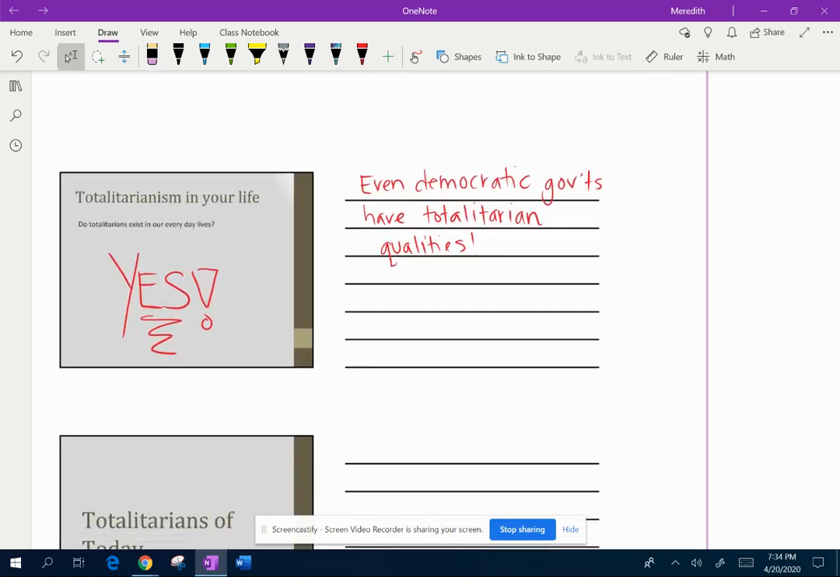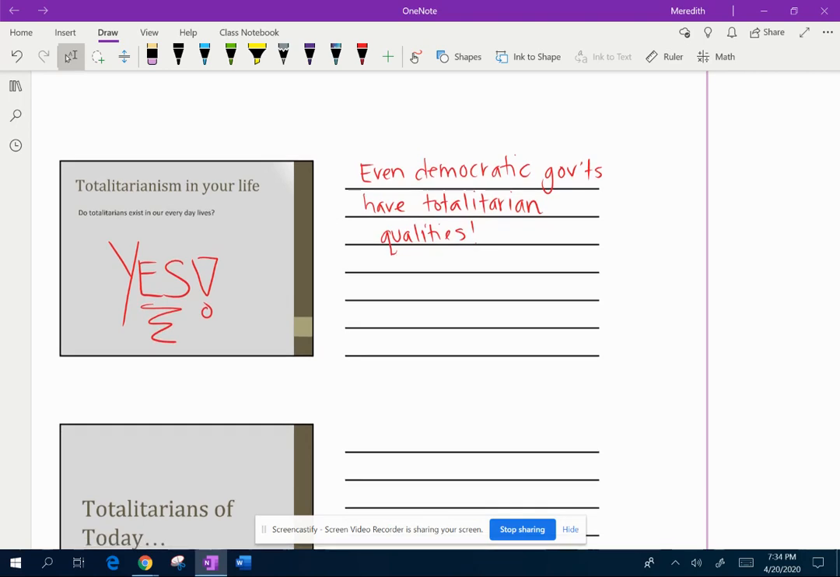So here we have totalitarianism in your life. Do totalitarians exist in your everyday lives? And the truth is absolutely yes. Even democratic governments have totalitarian qualities. And hopefully that's something that we get to discuss a little bit later.